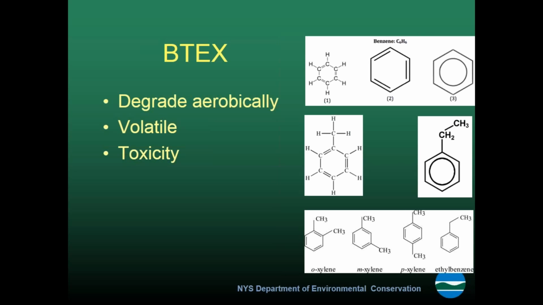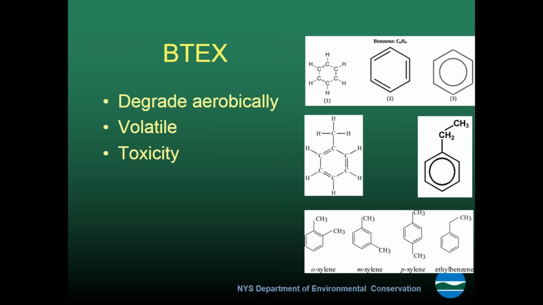vapor intrusion from petroleum because the vapors also degrade aerobically. So in general, unless you have really gross contamination very near a building, or unless you have a preferential pathway, the degradation of the BTEX compounds in the vadose zone will adequately address that concern. But because they are highly volatile, you can have petroleum vapor intrusion in special circumstances.